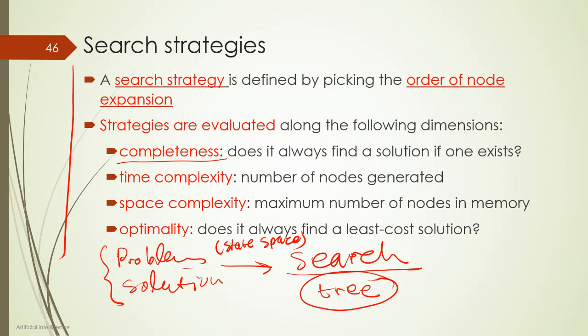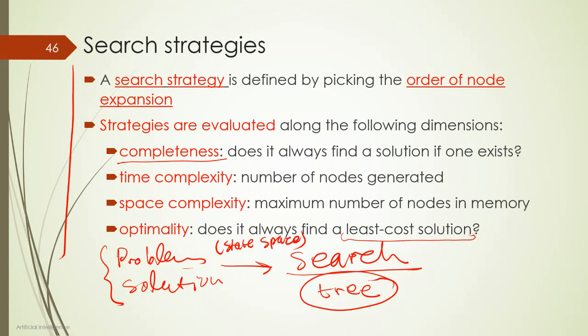Lower, better. Space complexity means the maximum number of nodes in memory, meaning how much you need to remember to get to the solution. So we call that space complexity. How many nodes you need to keep in your computer memory to get to the answer. When I give the examples, you will see. And optimality is, does it always find a least cost solution or not?